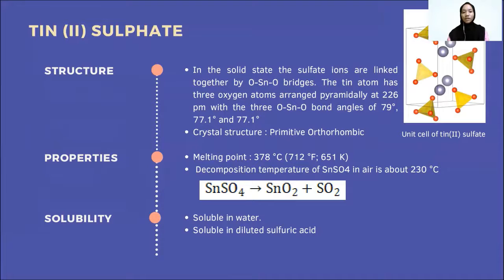Tin sulfate has a melting point of 378 degrees Celsius, which is equivalent to 712 Fahrenheit and 651 Kelvin. It will decompose in air at 230 degrees Celsius, producing tin dioxide and sulfur dioxide. Tin sulfate is soluble in water and dilute sulfuric acid.